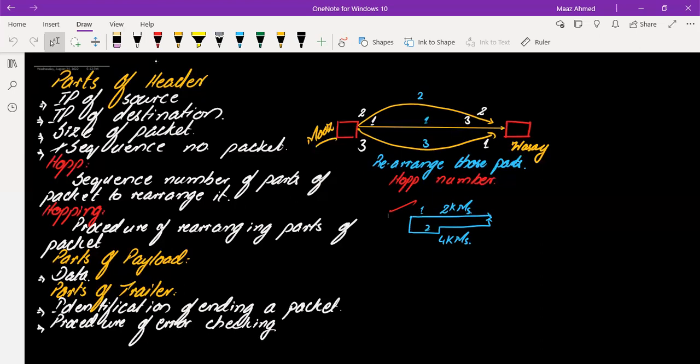Now, what do you mean by rearrange it? You may see that I have made a diagram over here. At one side, I have written my name, and on the other side, I have written the name of another student. There are 3 paths that I have mentioned in blue color: 1, 2, and 3. Now the parts of the packet start to transmit. Let me highlight that for you: 1, 2, and 3.